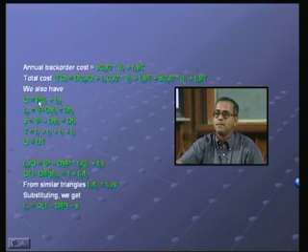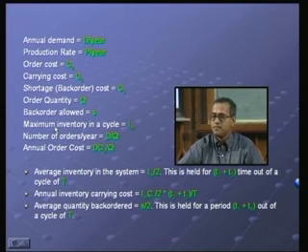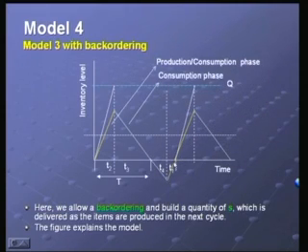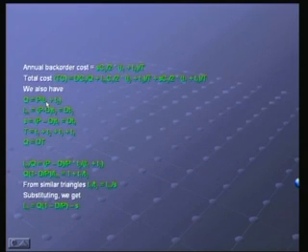Now, Q is P into T1 plus T2. Now, Q is the quantity that we have produced. So, whenever we produce for a period T1 plus T2, Q is the total quantity produced or the batch quantity, which is P into T1 plus T2.